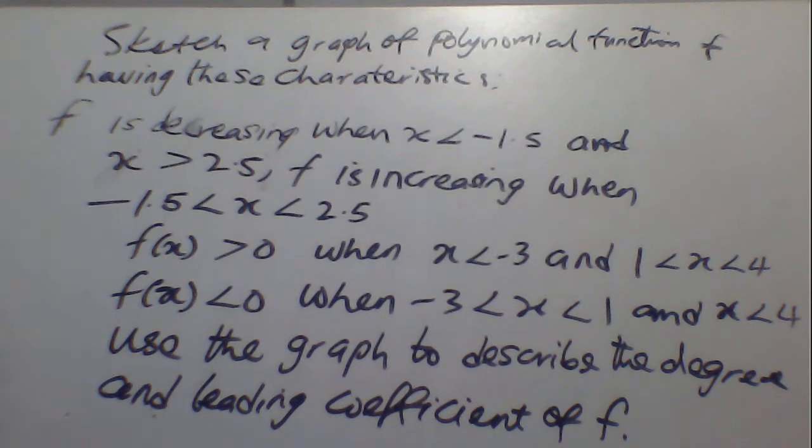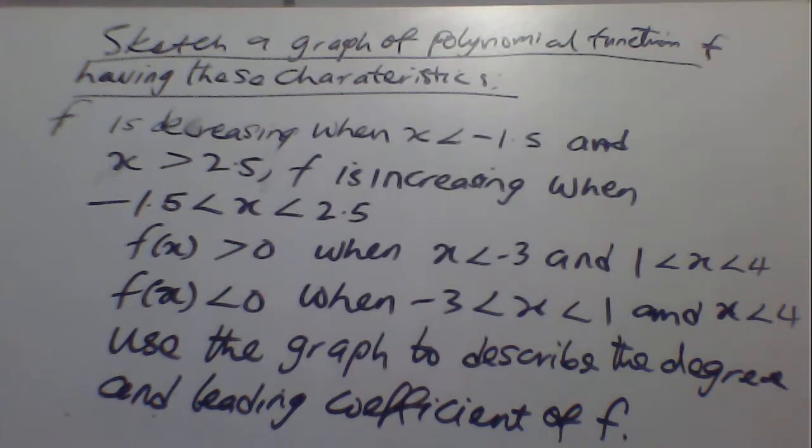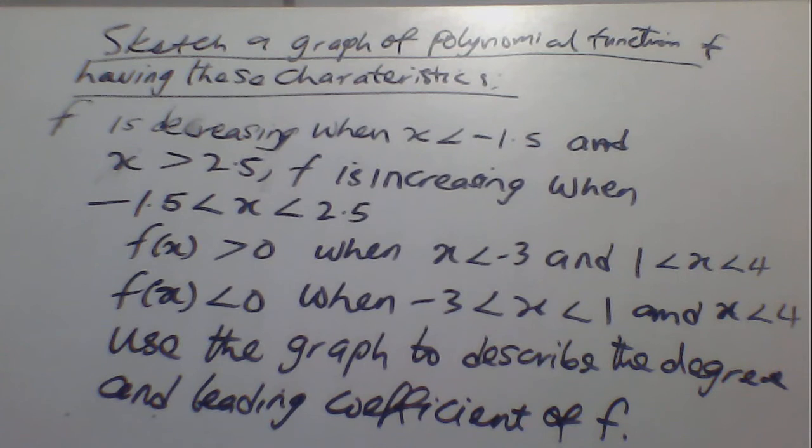Sketch a graph of a polynomial function having these characteristics. F is decreasing when s is less than -1.5. This is one of the given values. And s is also greater than 2.5. F is increasing when -1.5 is less than s is less than 2.5.